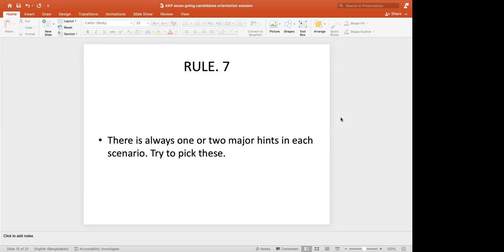Now, rule number 7. There is always one or two major hints in each scenario. This is a very important point. Suppose, in neonatal hypoglycemia, how will you manage? Will you give buccal gel? Will you give a sugar-containing drink? Will you give IM glucagon? Will you give 10% dextrose in aqua 2 ml per kg? There will be a hint in the exam.